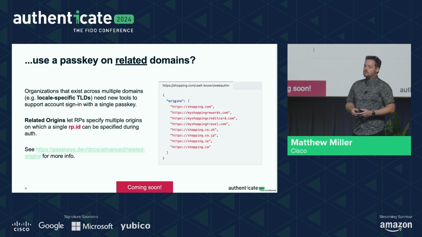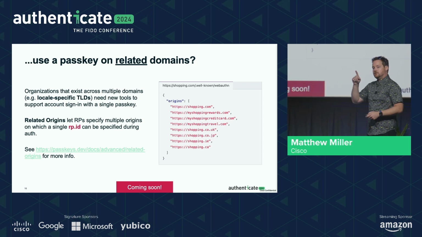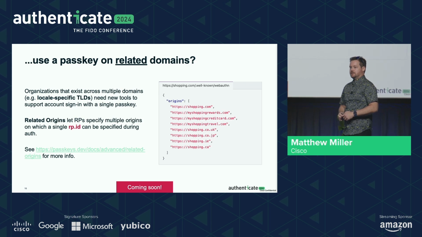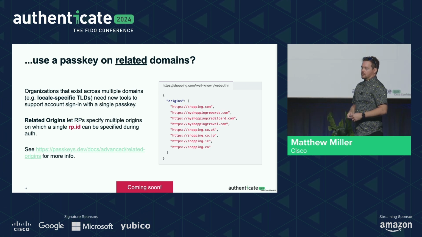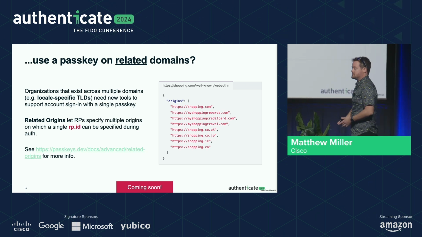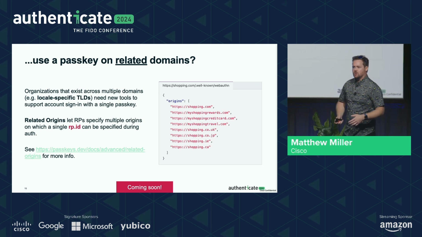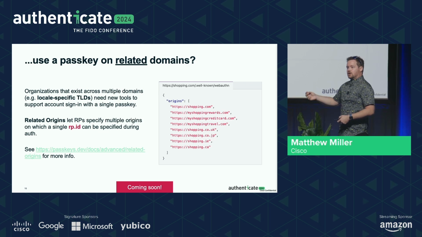Essentially, this is a way for organizations that exist on multiple domains, including different country-level TLDs, to use the same passkey for login on all of those different domains. So here we have an example of a website. It's a shopping website, some kind of e-commerce website. All of their users are registering on shopping.com. And maybe one of those users decides to go to Japan, and because of various regional redirects that are just a normal part of this, they end up on shopping.co.jp. Now they want to go sign in.